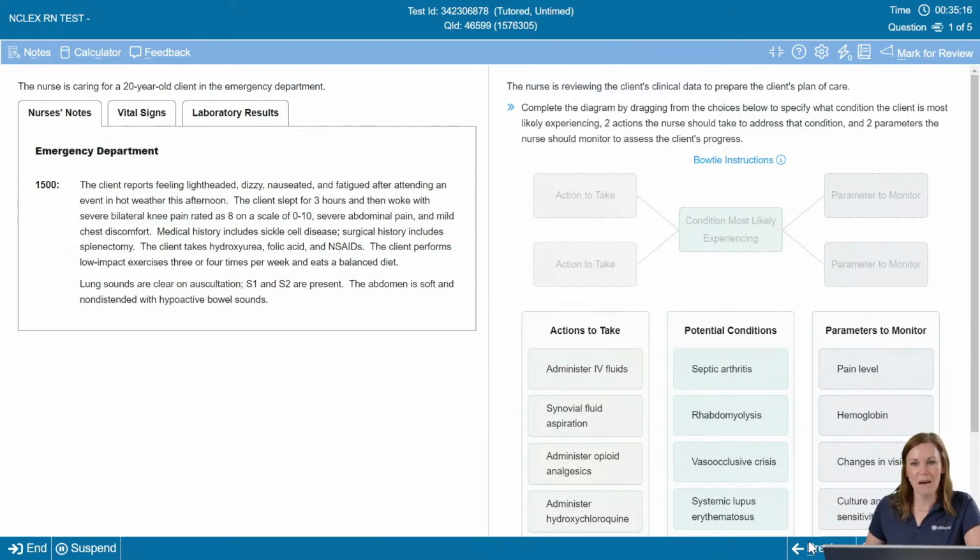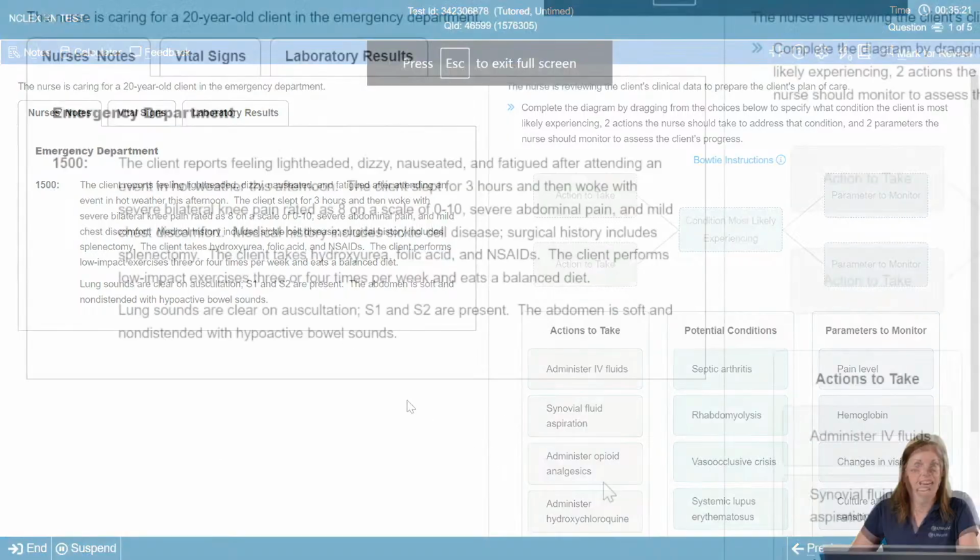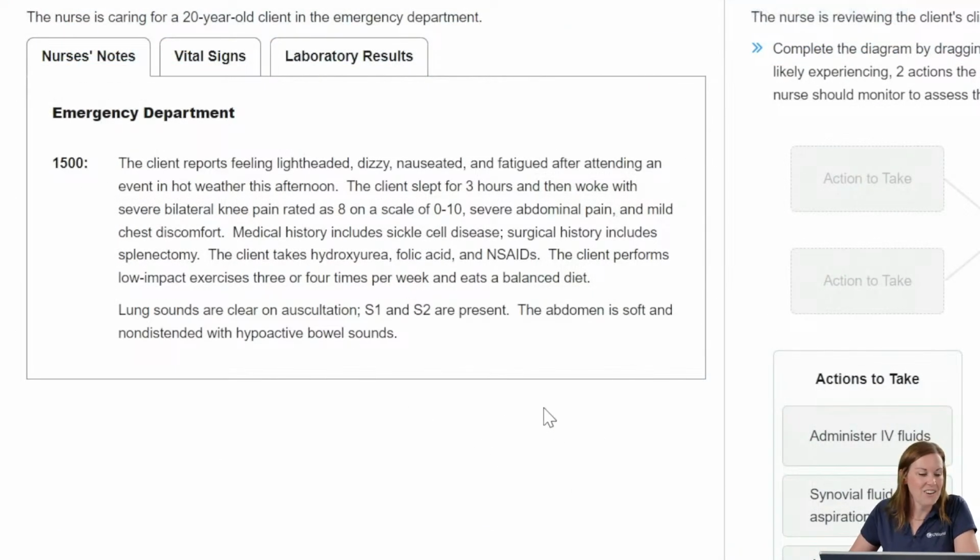I'm going to have us zoom in onto the left side of the screen, and I'll read everything for you, and then we'll move over to the right side of the screen and look at what the question looks like.